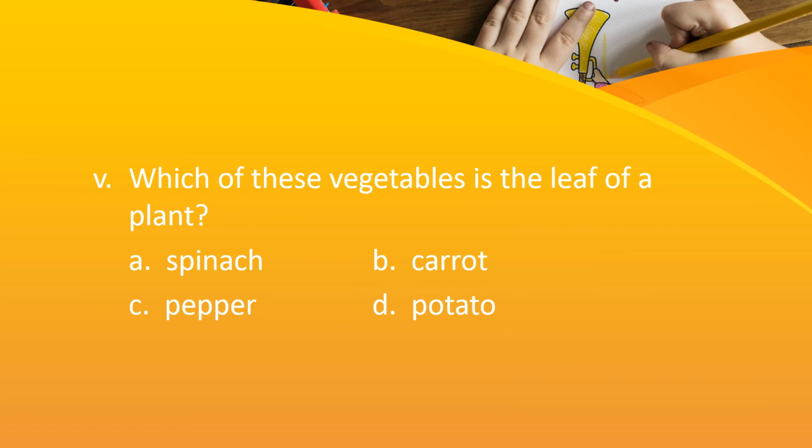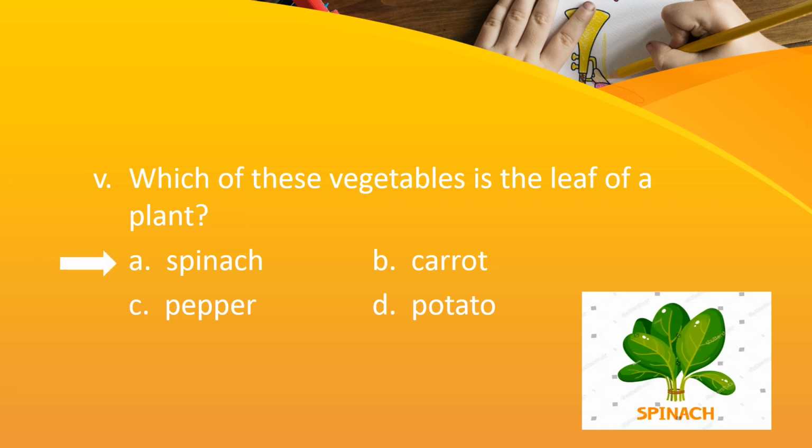Question number 5. Which of these vegetables is the leaf of a plant? The options are spinach, carrot, pepper, potato. And the right answer is spinach. Spinach is the leaf of a plant.